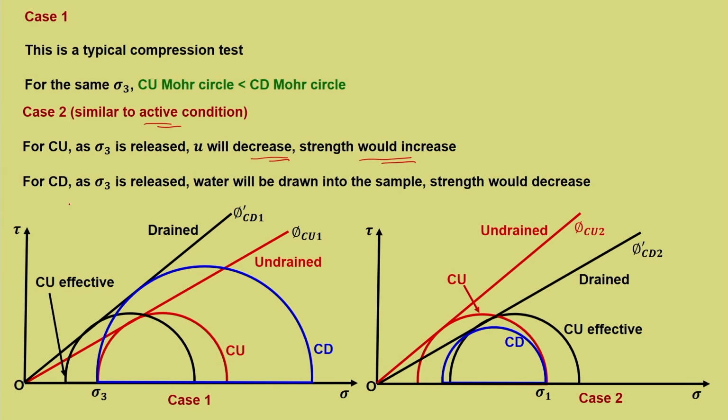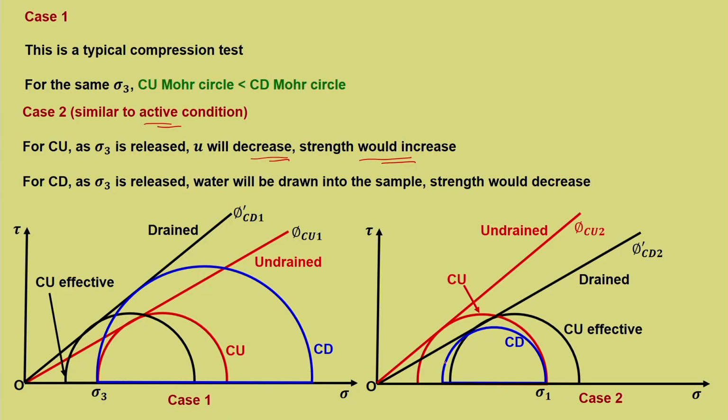For CD, now what is happening to CD? As sigma 3 is released, because of this release, it has a tendency to draw water inside. There is a kind of negative suction developed because of this release. Now this draws water in the case of drained testing. When water gets in, we know that the strength is going to fall. So the strength would decrease, and hence a smaller Mohr circle corresponding to the same sigma 1. So the CD Mohr circle is less than the CU Mohr circle.